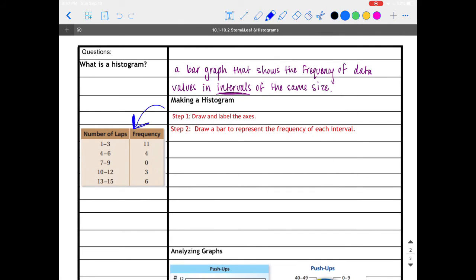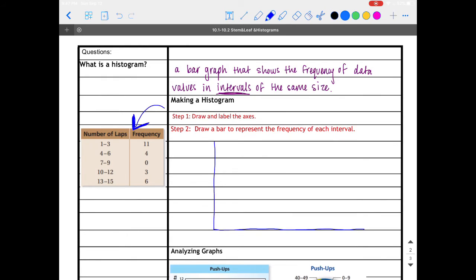Okay, so take a look at this data set over here to the left. It already gives us intervals of data, so we are just going to create that in a bar graph. So the first thing we have to do with that is label the axes. So we are going to have our vertical line, which is called an x-axis usually, and a horizontal line, which is the y-axis. So let's go ahead and do that.